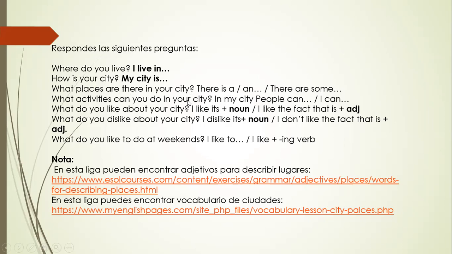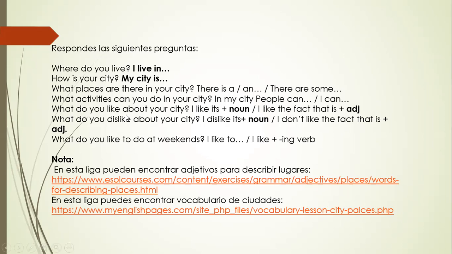What activities can you do in your city? In my city, people can. Aquí tienen que utilizar el can, por ejemplo, para hablar de las actividades que la gente puede hacer. Por ejemplo, people can go running in the parks. People can go skating, etc. Bueno, nos falta menos de un minuto para que termine la primera parte de la sesión. Recuerden que podemos entrar a la segunda parte con la misma liga.